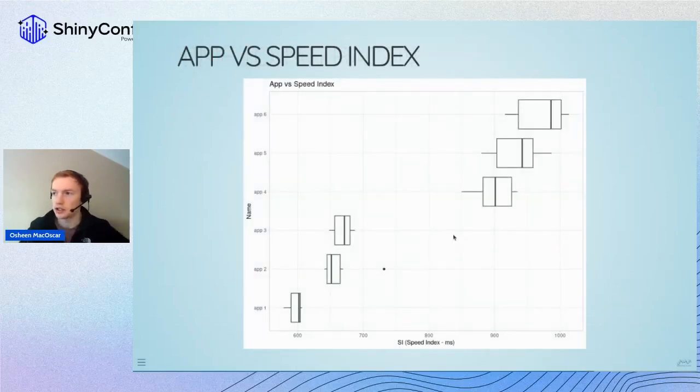The next one, I just did the app on the y-axis versus speed index, and we can see that, again, as we might expect, as the apps become more complex, they take longer to load, but also the variability of the load times and speed index increases.